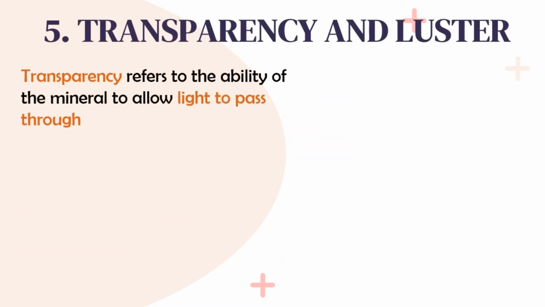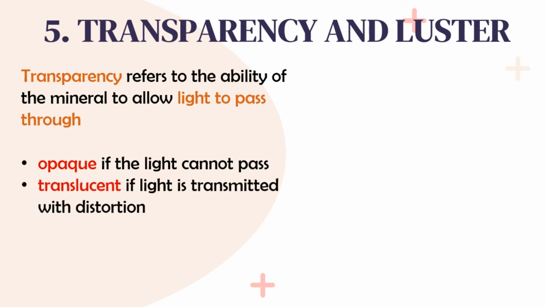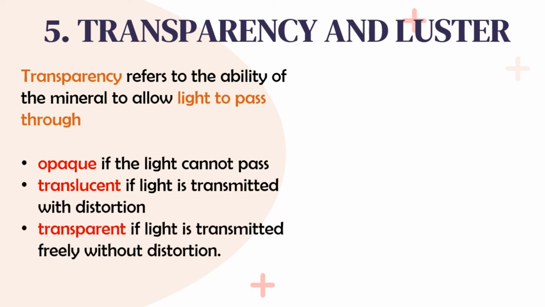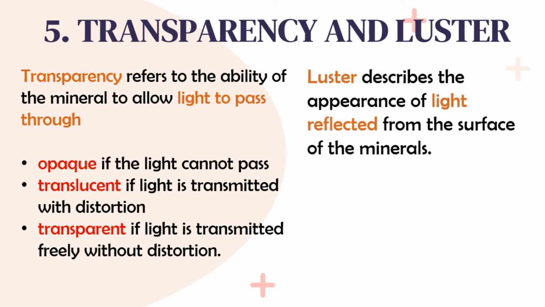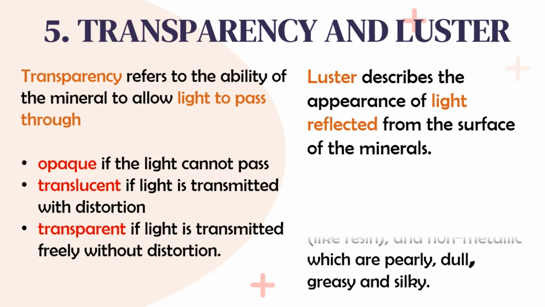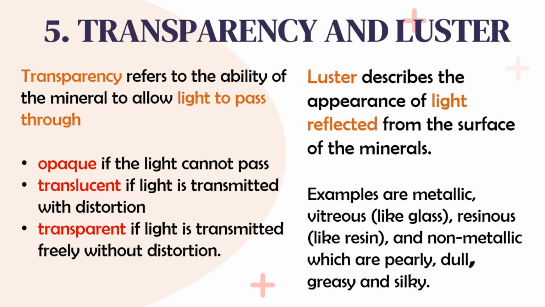Transparency and luster. Transparency refers to the ability of the mineral to allow light to pass through. It is considered opaque if the light cannot pass, translucent if light is transmitted with distortion, and transparent if light is transmitted freely without distortion, while luster describes the appearance of light reflected from the surface of the mineral. Examples are metallic, vitreous, which are glass-like, resinous, and non-metallic, which are pearly, dull, greasy, and silky.